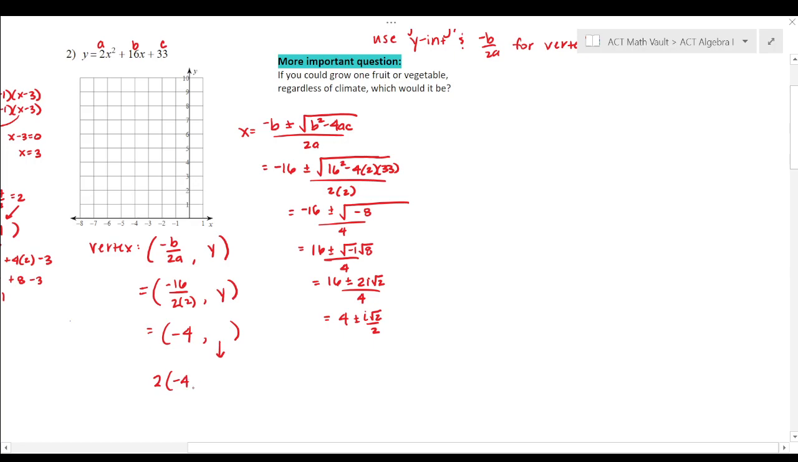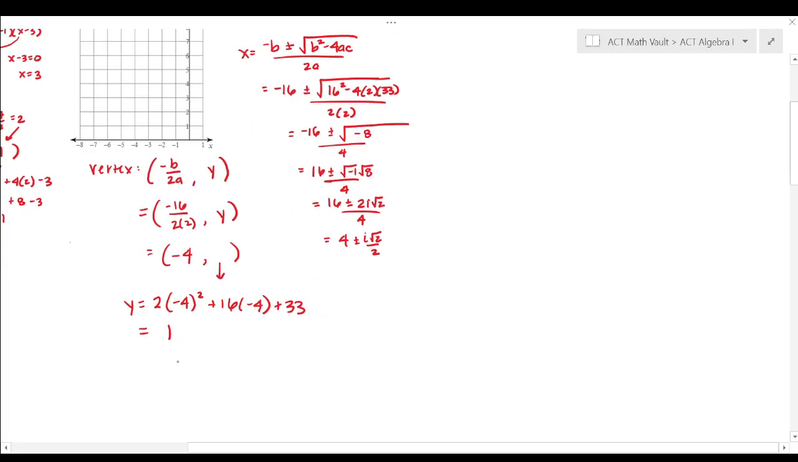2 times negative 4 squared plus 16 times negative 4 plus 33. A place where people mess up, by the way, is right here. Negative 4 squared. All right, so I'm using a calculator, and I'm getting 1 is my answer. Okay, so my vertex is negative 4, comma 1.